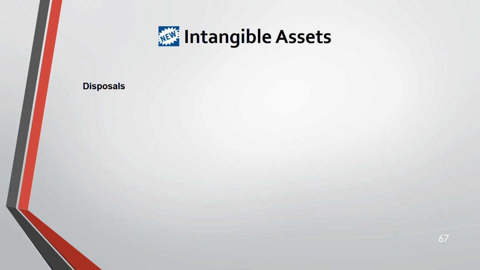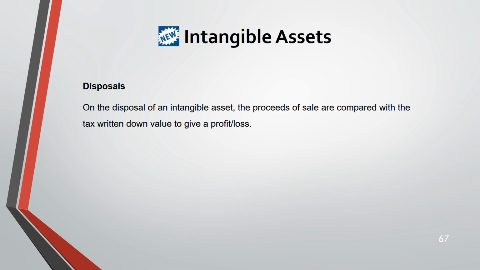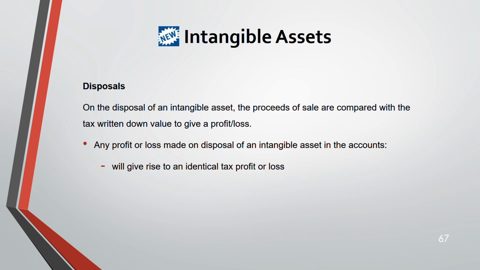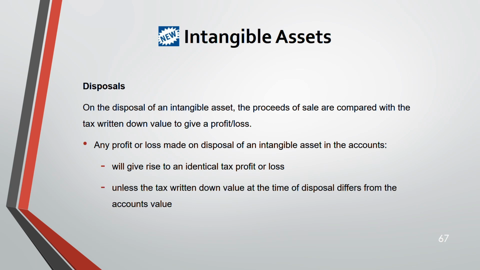Next, for intangible assets, when we dispose of it, the proceeds of sale will be compared with the tax written down value to give you a profit or a loss. Any profit or loss made on disposal of an intangible asset in the accounts will give rise to an identical tax profit or loss, unless the tax written down value at the time of disposal differs from the accounts' value. This occurs when the 4% election has been made, because usually when the election is not made, your profit and loss on the disposal of the intangible asset will be equal to your tax profit or loss.